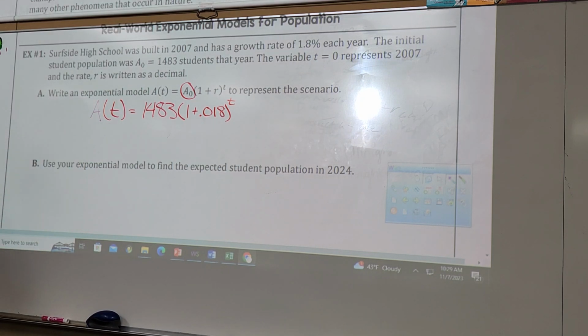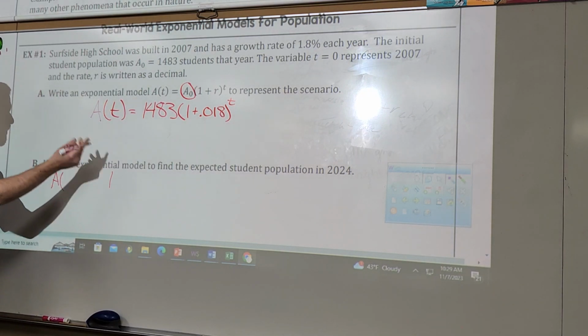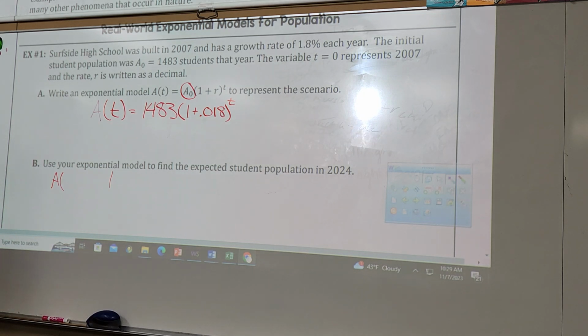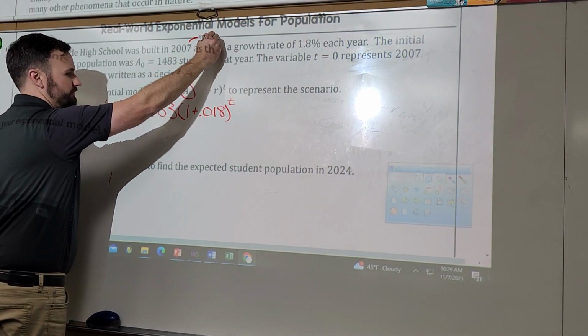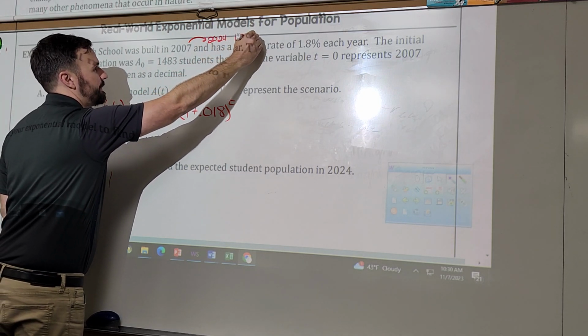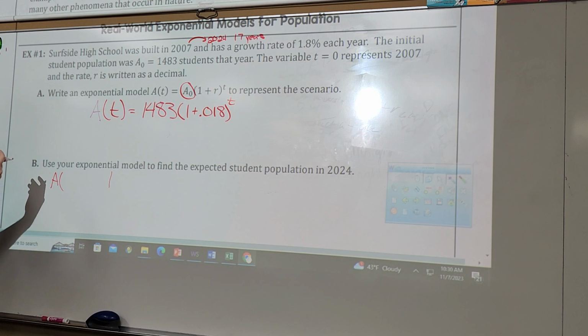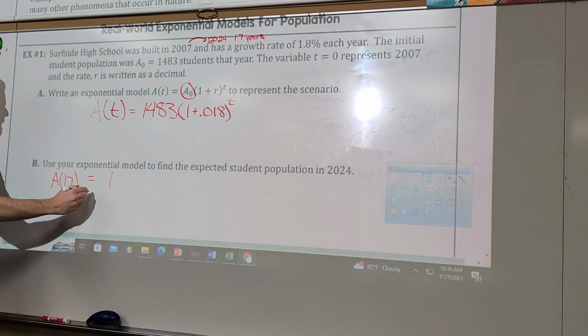So let's find the student population in 2024. So I take this, I do A sub, I plug in 2024, right? Ooh, nice job. Why 17? How many years is it from 2007 to 2024? That's 17 years, right? So what do I plug in for T? 17. All right, I'm sorry.